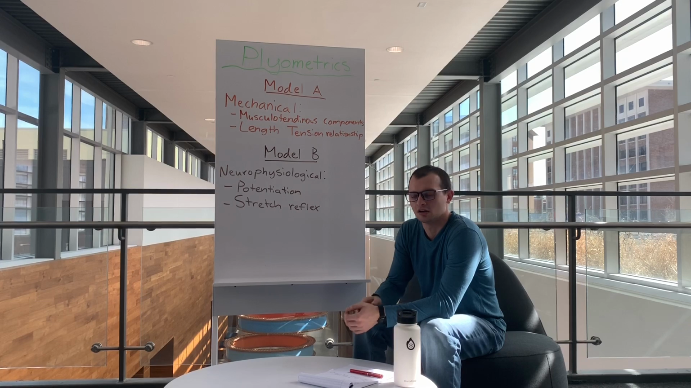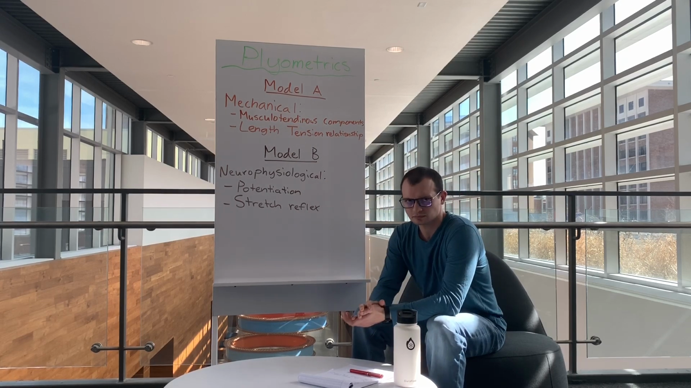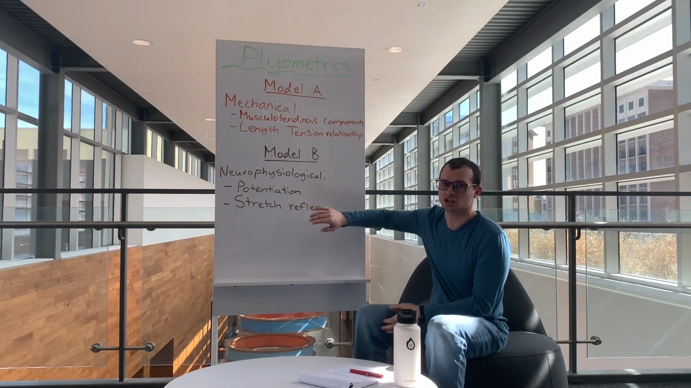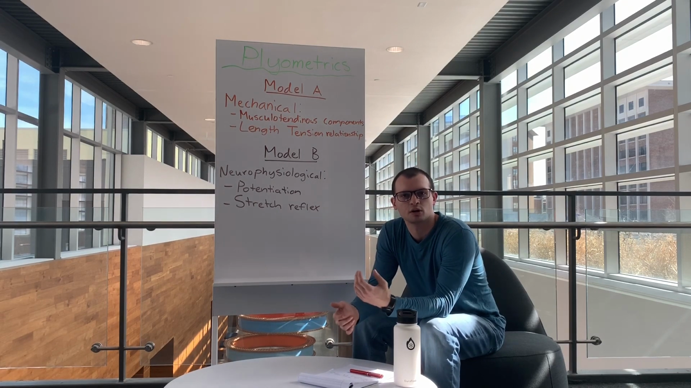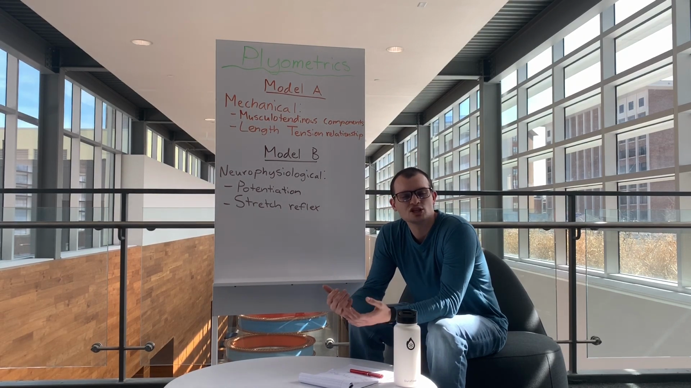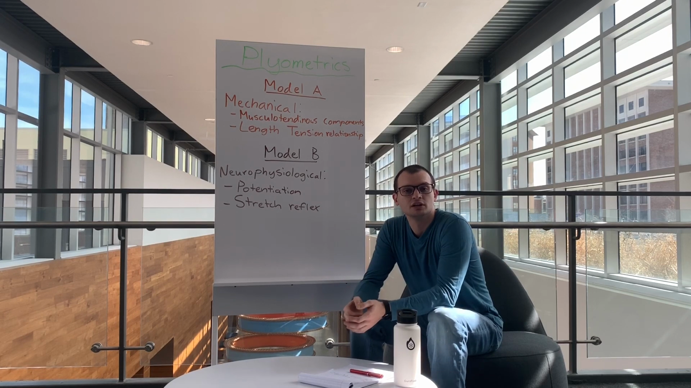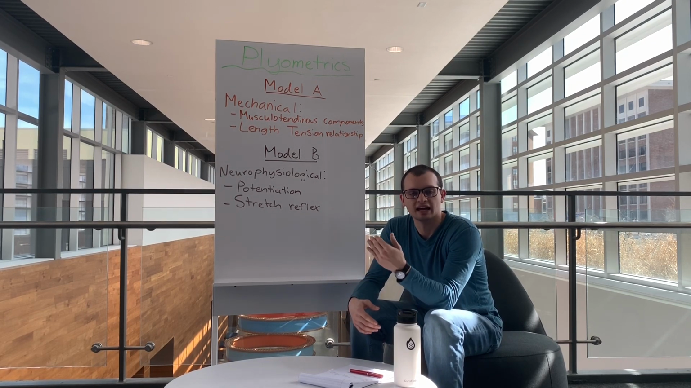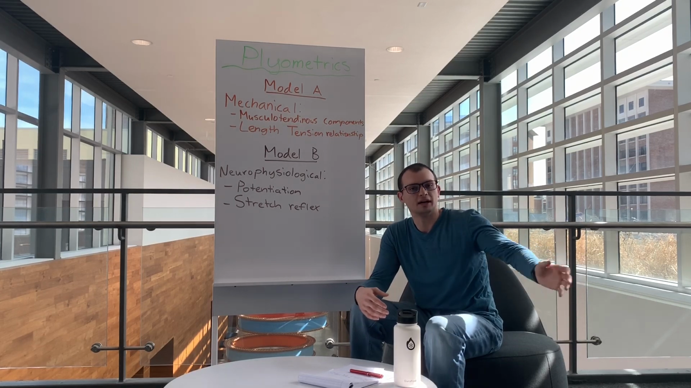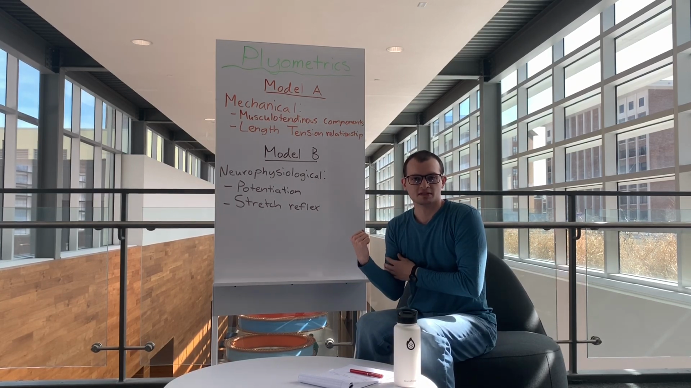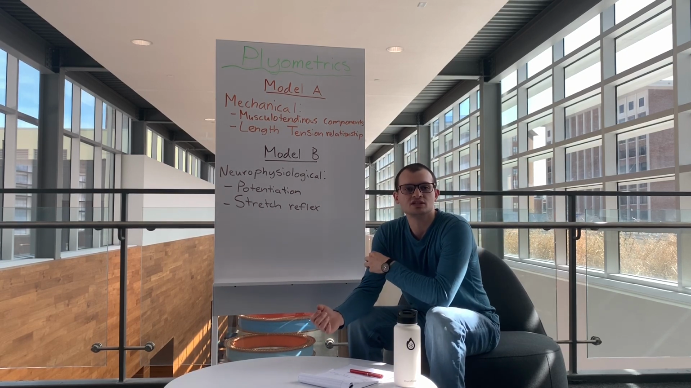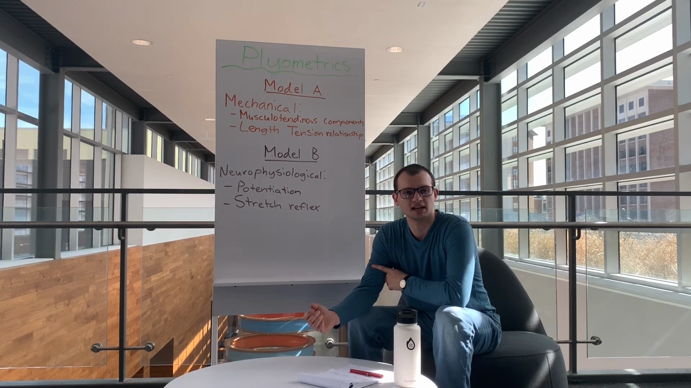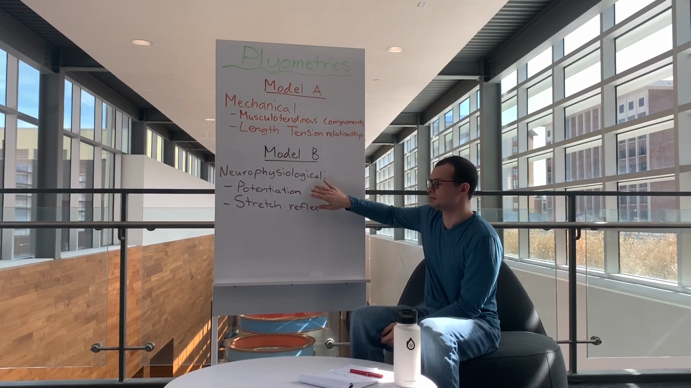Let's talk about our second model now, our neurophysiological model. And the first part of this is potentiation. We talked about this when we were talking about our ramp protocol. And we said potentiation means it is easier to recruit a motor unit or activate a muscle when it's been previously activated ahead of time. So if I contract my biceps now and I relax and I contract it again, it's easier for my brain to recruit and send those signals to my biceps because it was previously activated. And so that's this idea of potentiation.